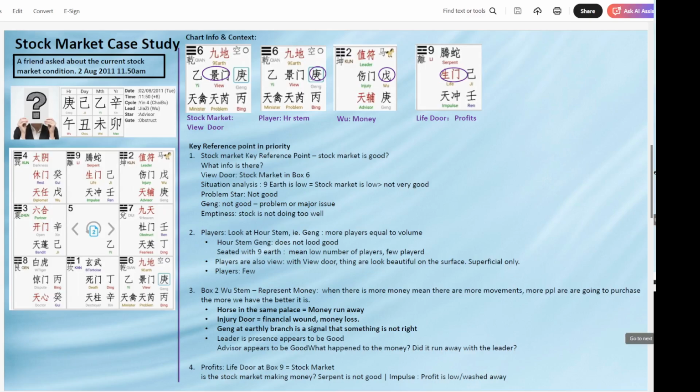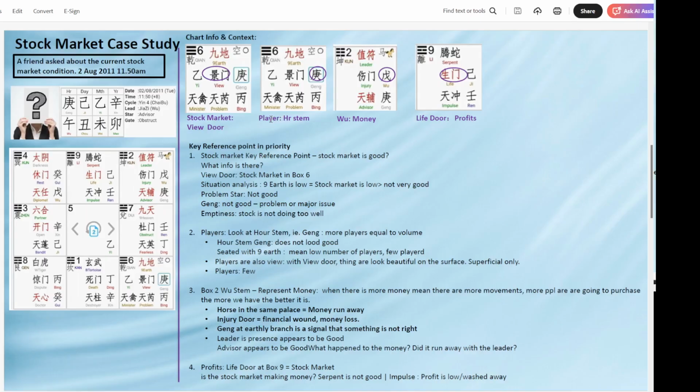Now, we have an interesting case study whereby a friend asked about the current stock market condition. This is based on 2nd August 2011, 11:50 a.m. So let's take a look. I've actually extracted out the chart info. Stock market, View Door. We are looking at the View Door and it is in box 6, Chen Palace, metal element.